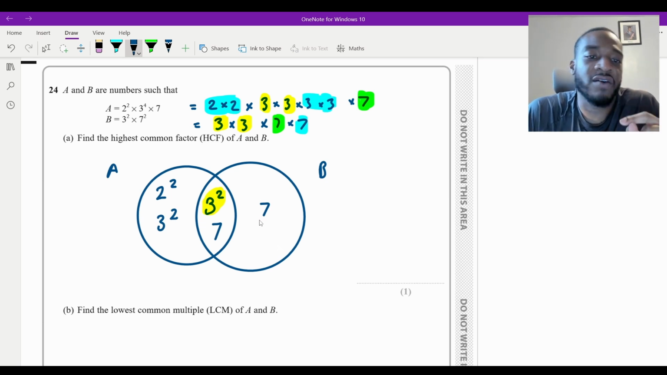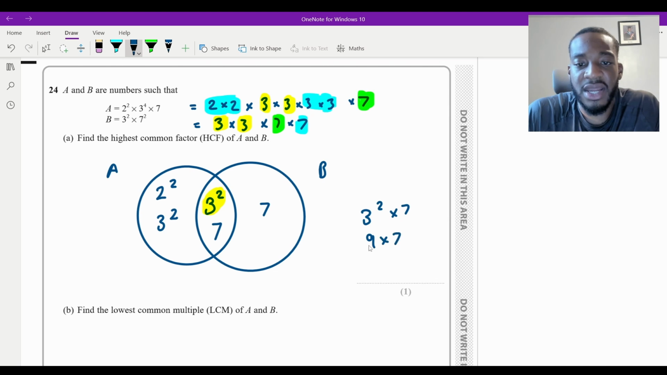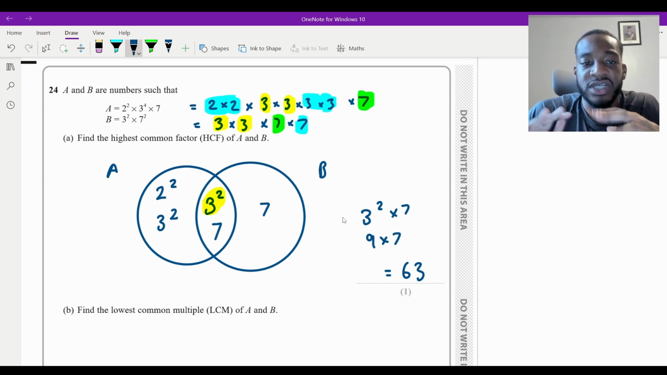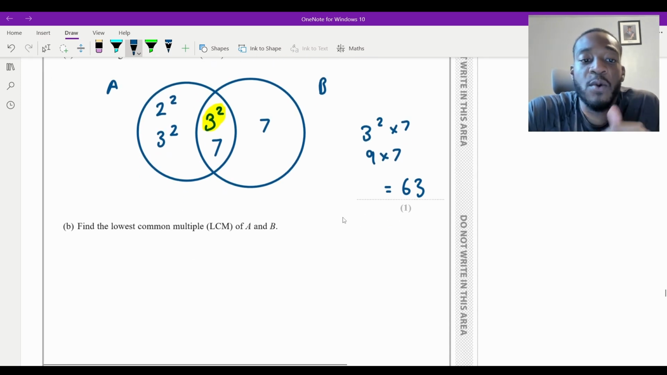So now, the question asks us for the highest common factor. When you've filled in your Venn diagram, the highest common factor is just the overlap, the intersection. So it's just going to be 3 squared times 7. 3 squared is 9. 9 times 7 is 63. So the answer for the highest common factor is 63. Remember, you can use your calculator as well. Part B says find the lowest common multiple of A and B.